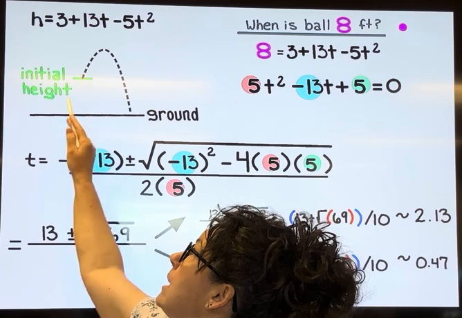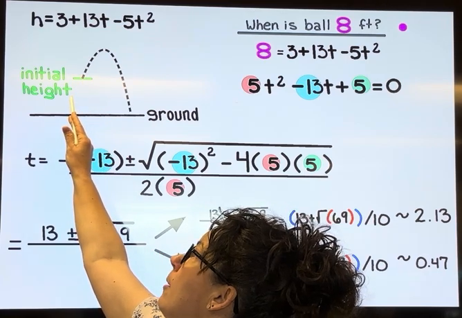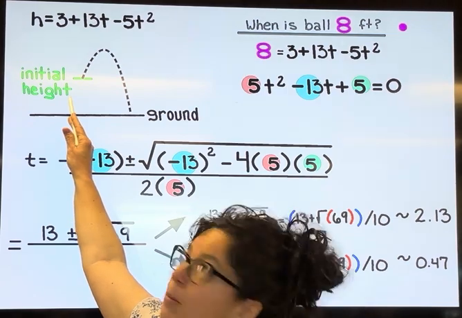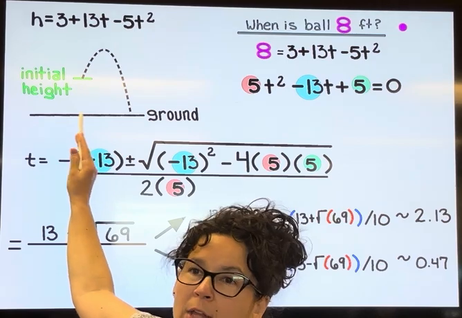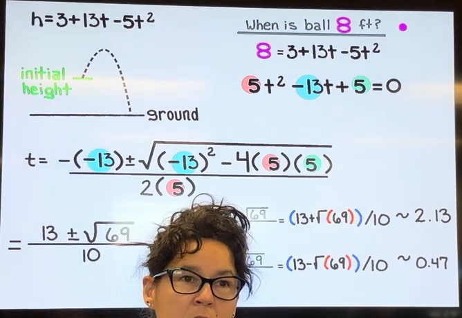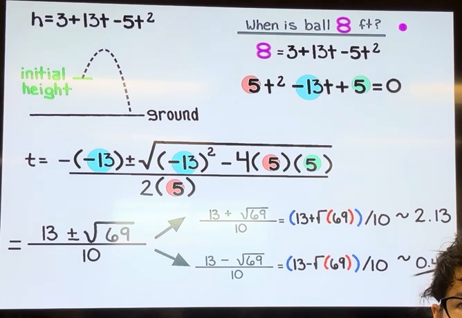But this has symmetry, so if you follow this backwards, it'd be at a height of 8 way back here. But time didn't start until this, so you got a negative time. And so that's why you'd throw that one out. So don't panic if one of your answers ends up being negative. It just means you're going to throw it out.